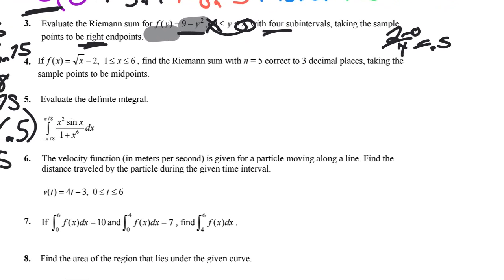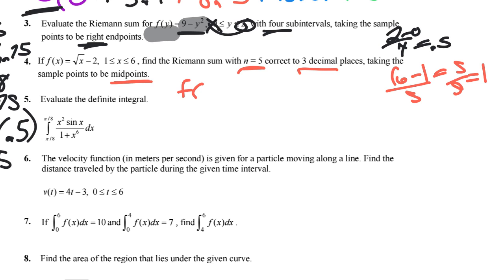Number 4, same thing here. In this one, 3 decimal places, and this one's a midpoint. So we did a table, a chart, a graph, left endpoint, right endpoint, talking about if it's a lower estimate or an upper estimate, and then now midpoint. So 6 minus 1 is equal to 5, and 5 divided by 5 is 1. But we want to take the midpoint. So the midpoint between 1 and 2 is 1.5. So f of 1.5.